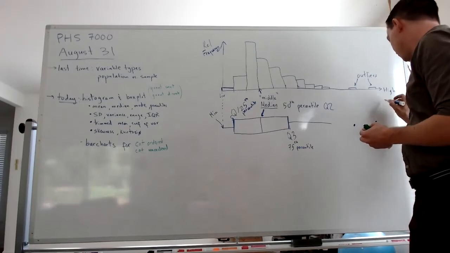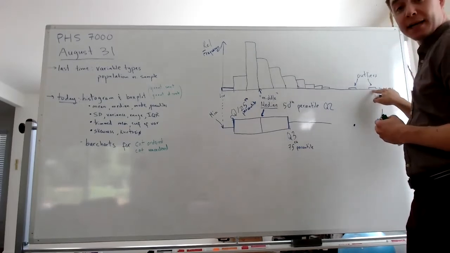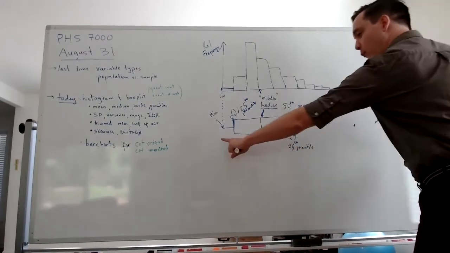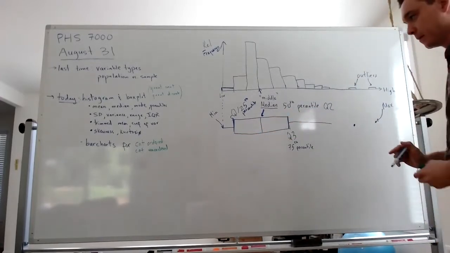And then the maximum, of course, is this outlier right here. This is the maximum. Okay? 100% of the data lies right there between the minimum and the maximum.